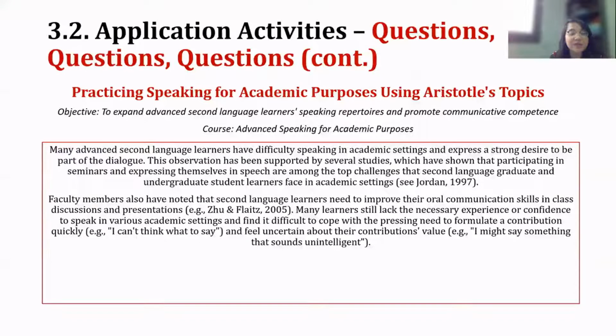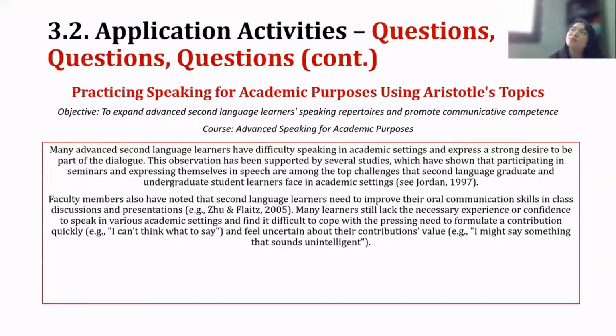Faculty members also have noted that second language learners need to improve their oral communication skills in class discussions and presentations. Many learners still lack the necessary experience or confidence. So not only experience, not only skills, but also confidence to speak in various academic settings, and they find it difficult to cope with the pressing need to formulate a contribution quickly.